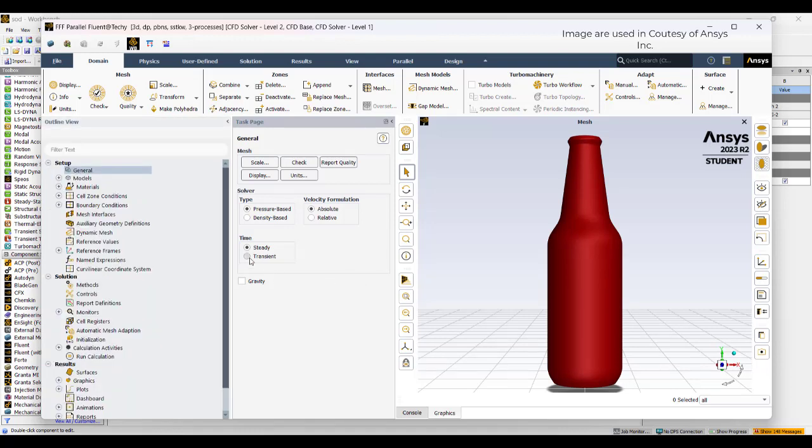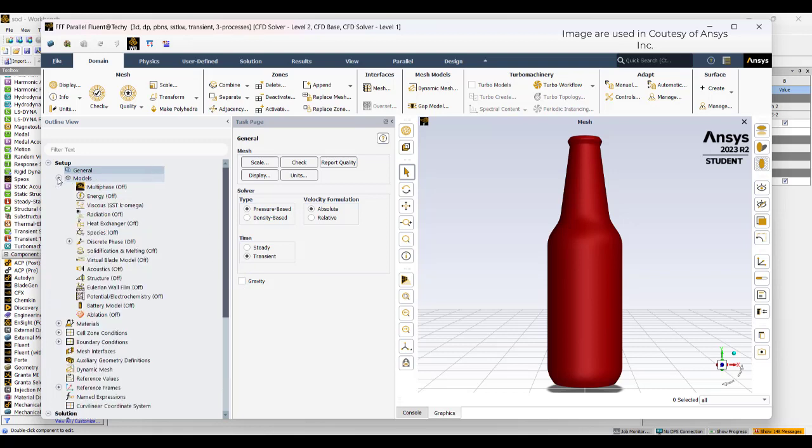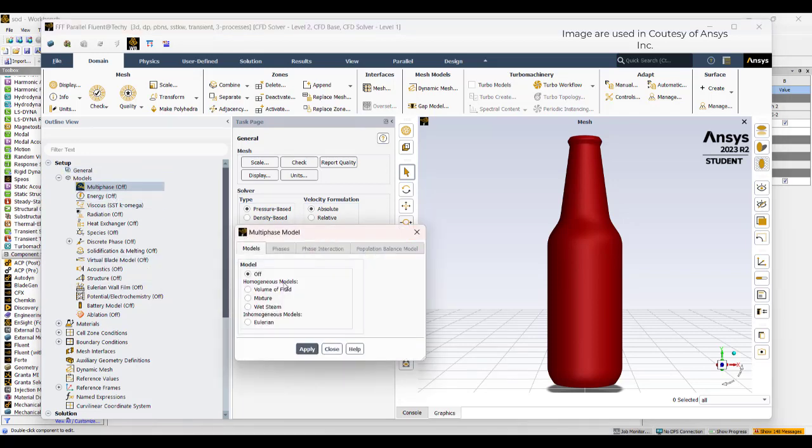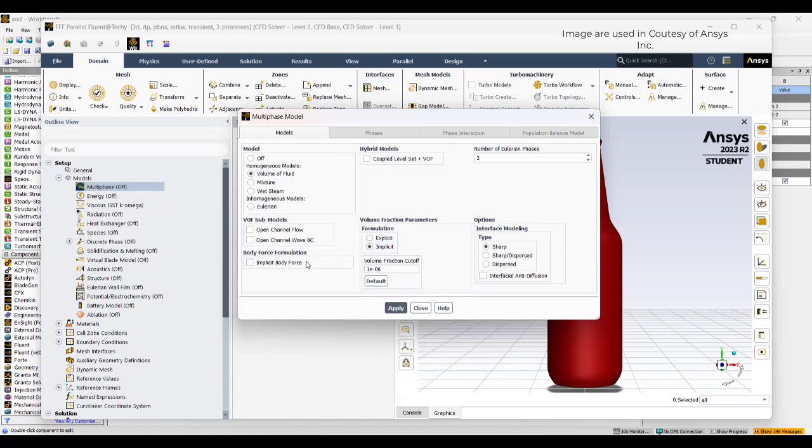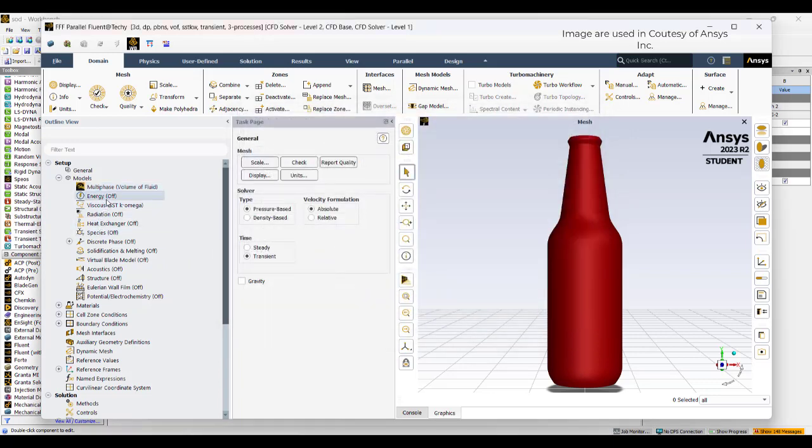So now it is a transient simulation. Activating gravity is also not necessary, because with the high pressures, pressure is the only controlling factor, and we have the multiphase. We'll select volume of fluid and implicit with implicit body force. So these are much more stable parameters which you need to select. Apply, close. Okay, so turn on the energy.